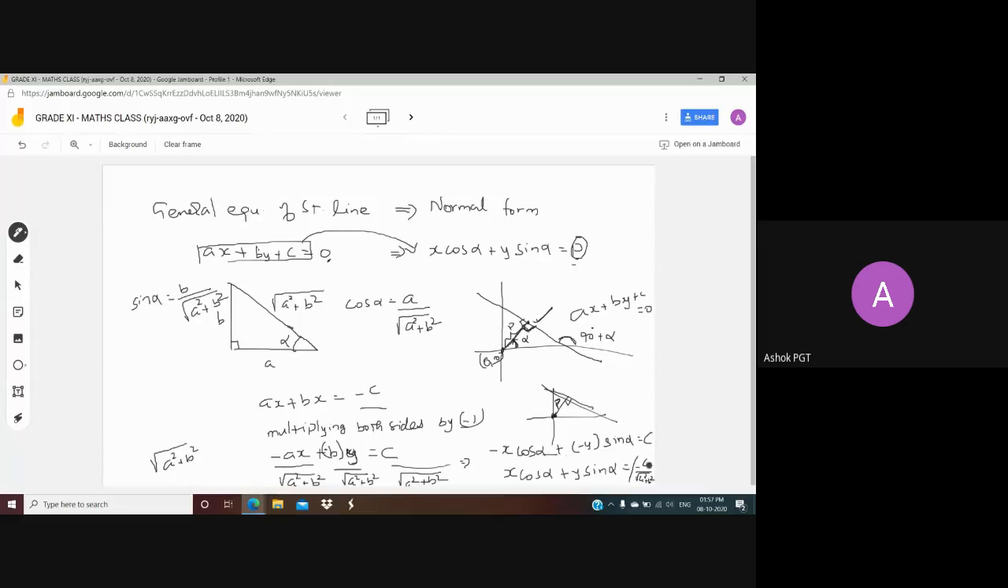Here I am taking modulus. The reason is, if you just compare it with this, x cos alpha plus y sin alpha is equal to minus c divided by root over a square plus b square. Students, are you clear? I have just written what I got from here. Are you clear, students?